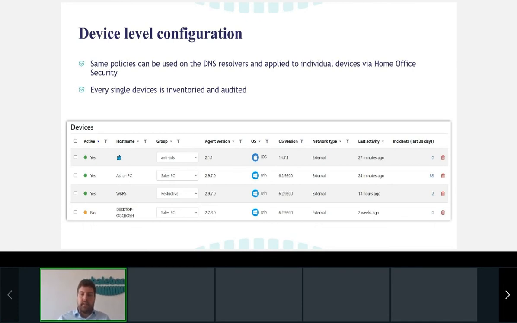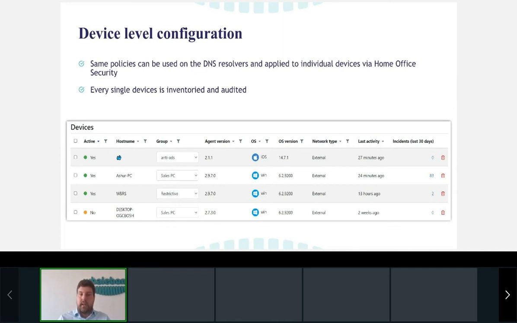This is just a simple overview of the devices that may be managed. I mean, we are ready to manage hundreds of thousands of devices via the solution, and the same policies can be applied for the internal network for the resolvers, and the completely same policies can be applied to the actual devices outside. So this is a sample of iOS devices, some Windows devices there as well, and they get the same policies as the internal networks.